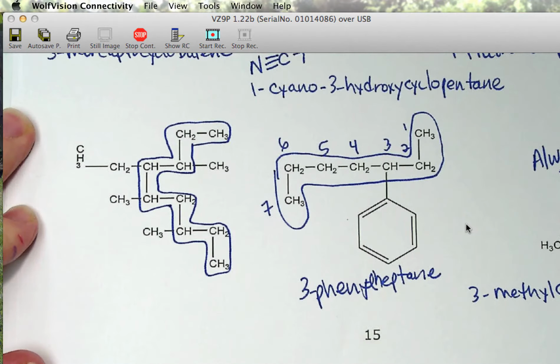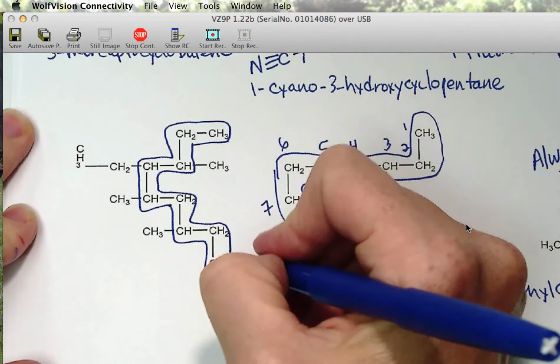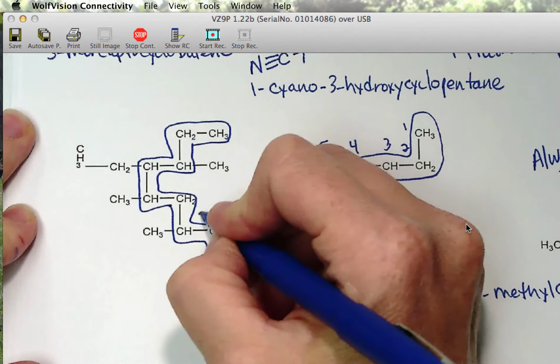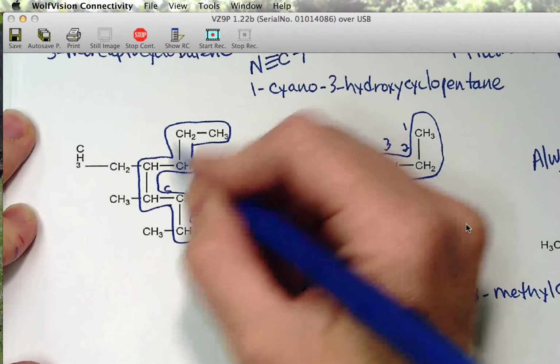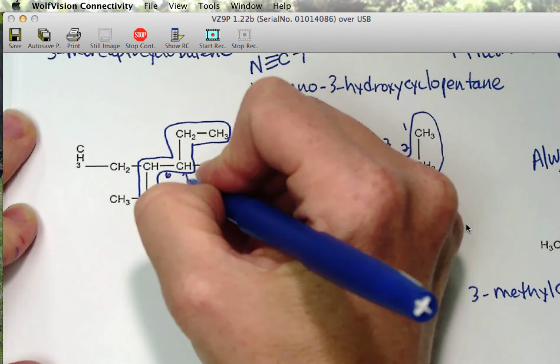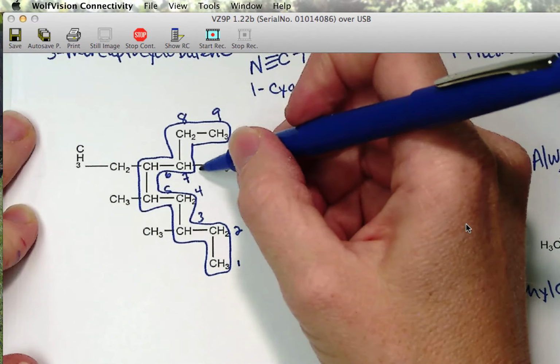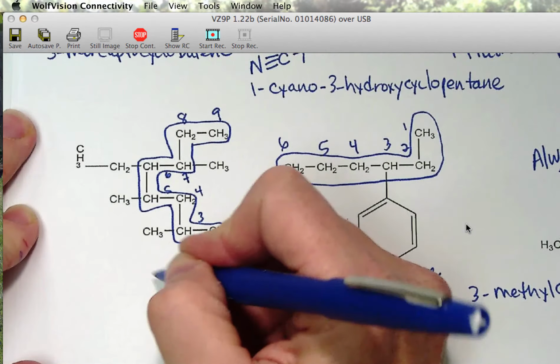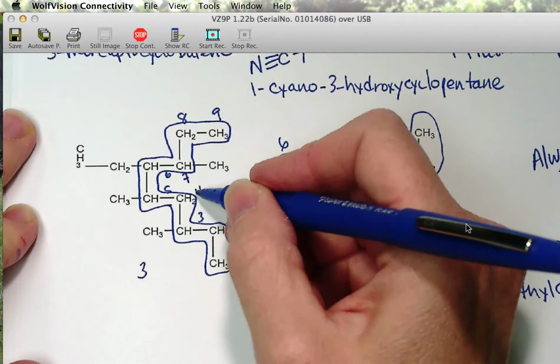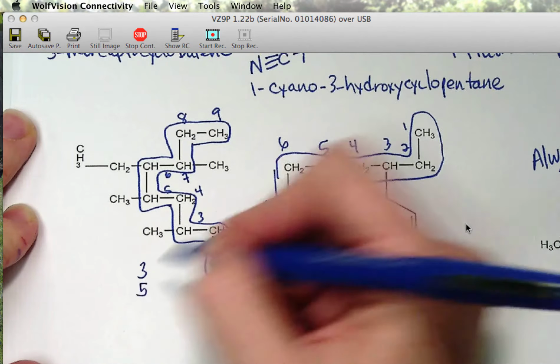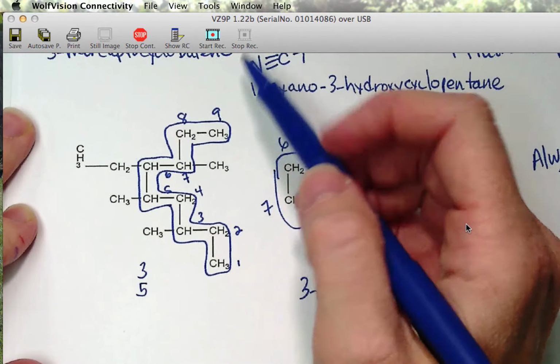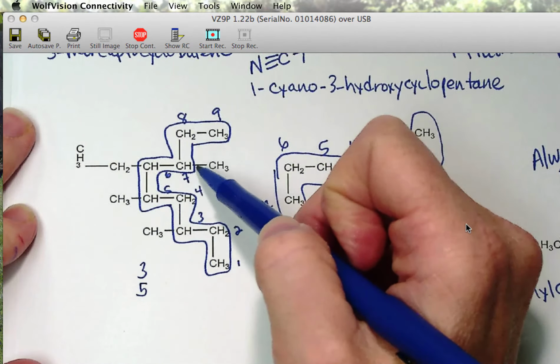So that's nonane. Now, numbering wise, 1, 2, 3, 4, 5, 6, 7, 8, 9. So with that numbering scheme, I have numbers on the 3rd, 3, 5, 6, and 7.